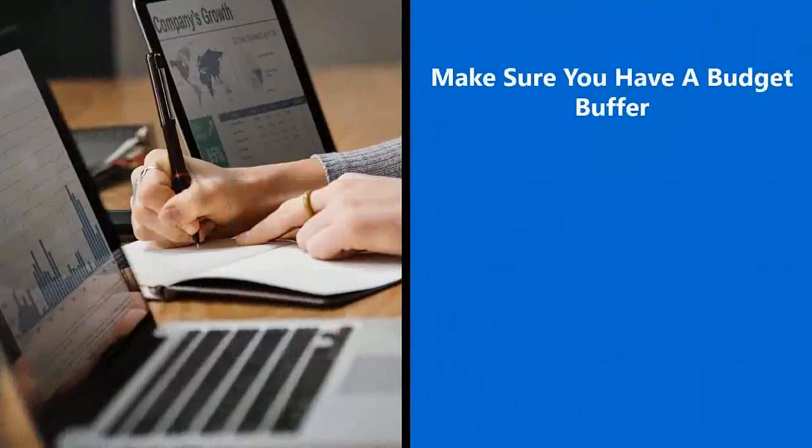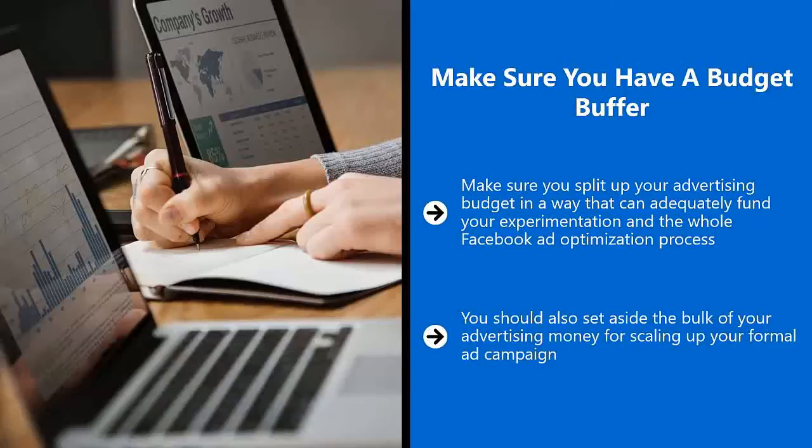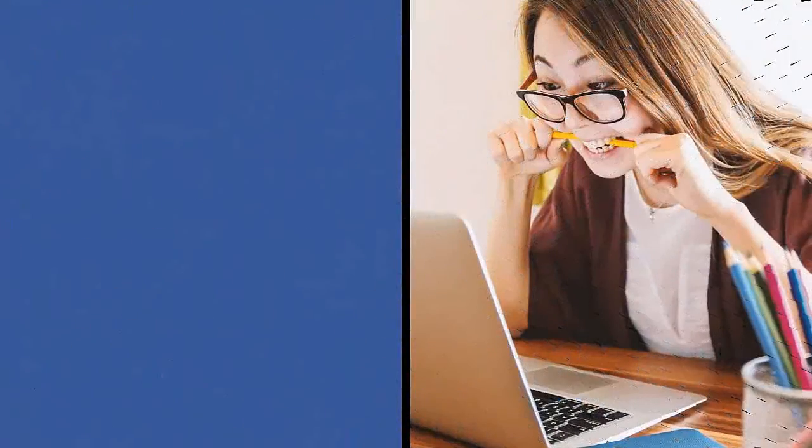Make sure you have a budget buffer. Make sure you split up your advertising budget in a way that can adequately fund your experimentation and the whole Facebook ad optimization process. You should also set aside the bulk of your advertising money for scaling up your formal ad campaign. This is how you maximize your ad budget dollars. If you set this up properly, you actually save money because Facebook will run your ad more often if it gets a lot of clicks from your ads.